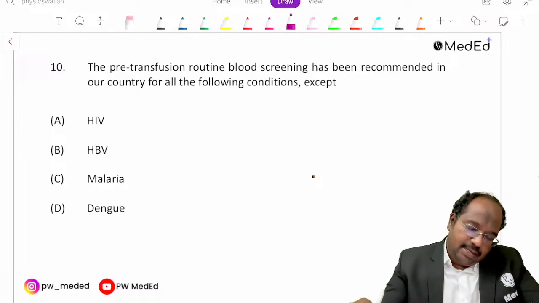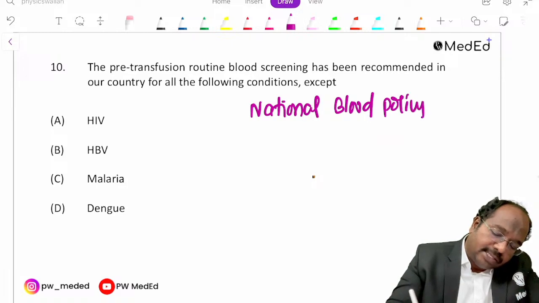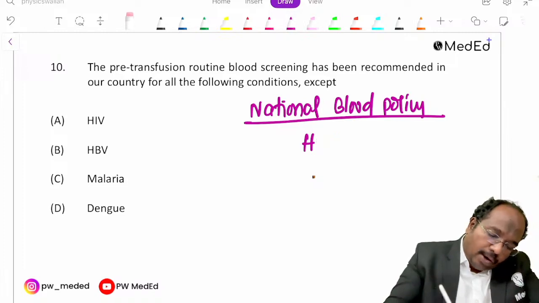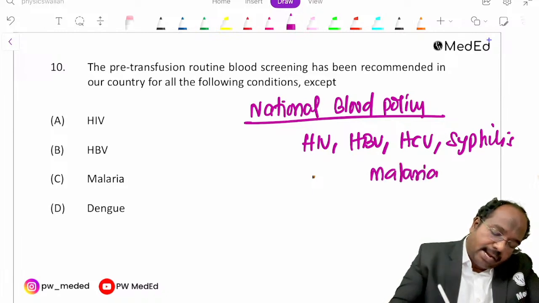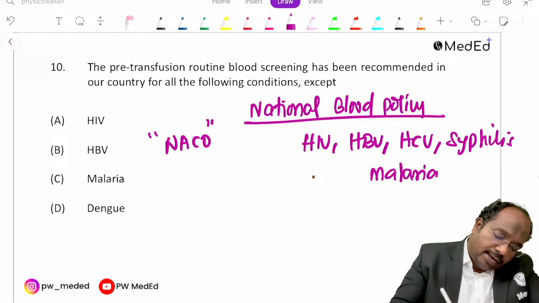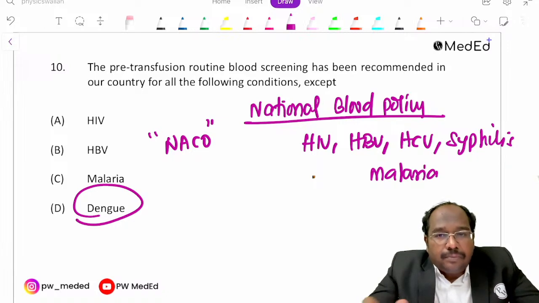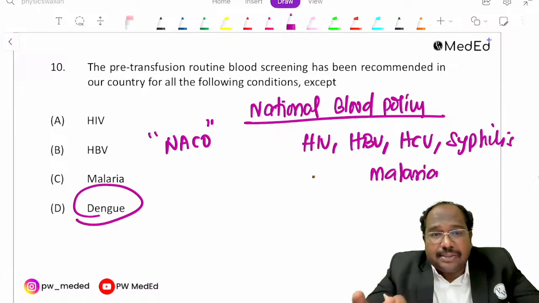Yes. So our national blood policy, NACO, says that we should be screening for HIV. What other things? This is a simple question. HIV, HBV, HCV, syphilis, and malaria. So as per NACO, the National AIDS Control Organization, the answer here will be dengue, guys. It's a simple question. The pre-transfusion screening policy in our country except is dengue.